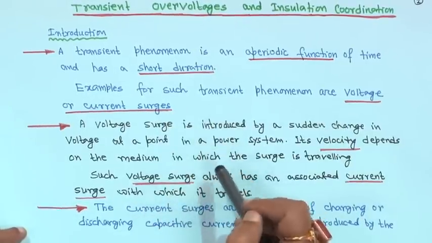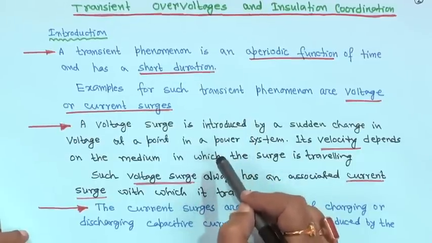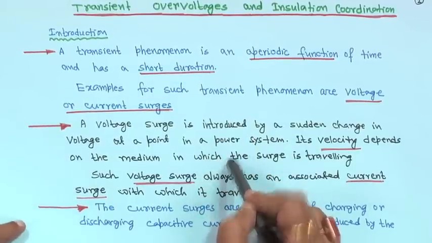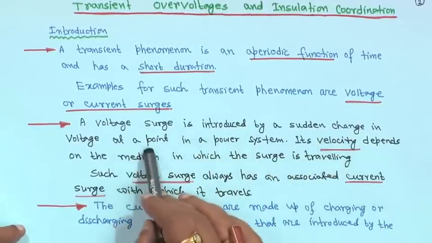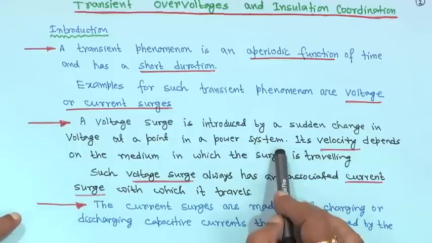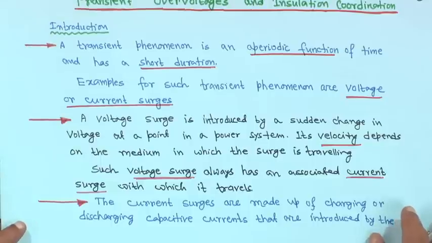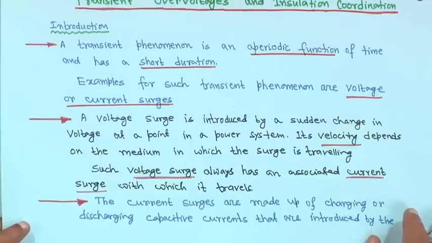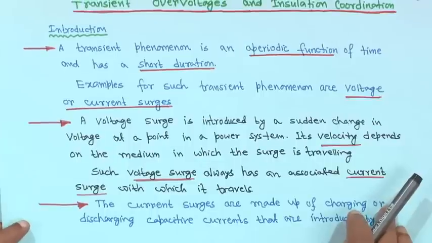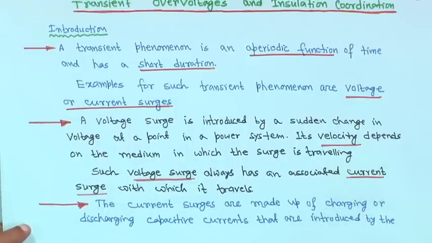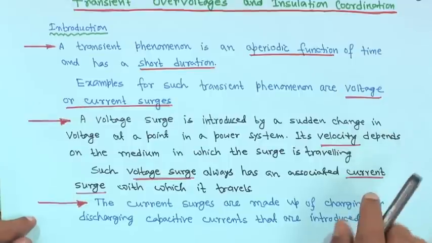We will see this step by step in a very simple manner. A voltage surge is introduced by a sudden change in voltage at a point in a power system. If there is a sudden change in voltage, that is what we call a voltage surge, and along with this a current surge will always be associated. A common phenomenon of this kind is a lightning stroke. We will come to those things later.